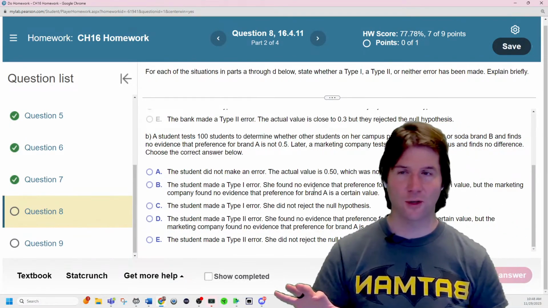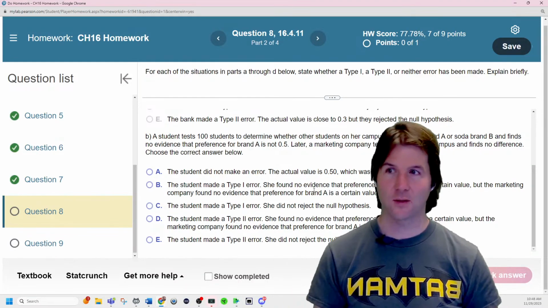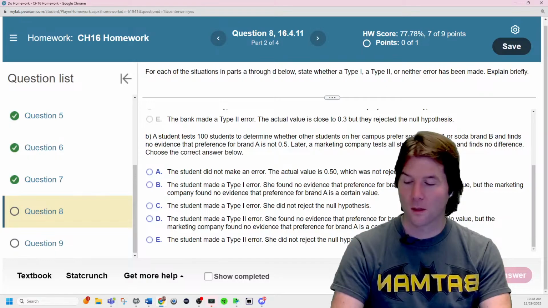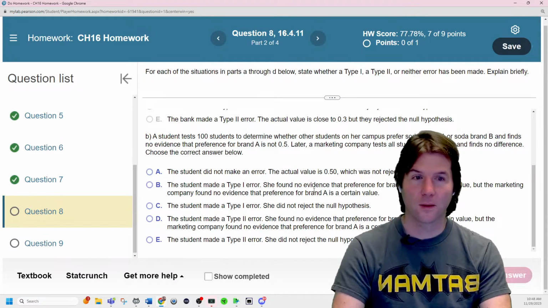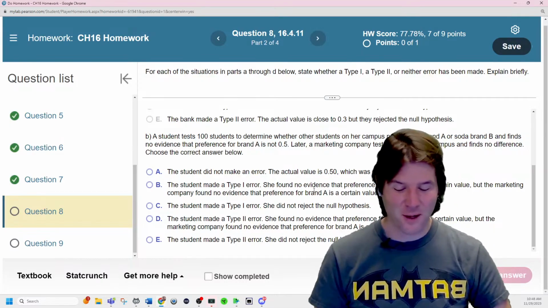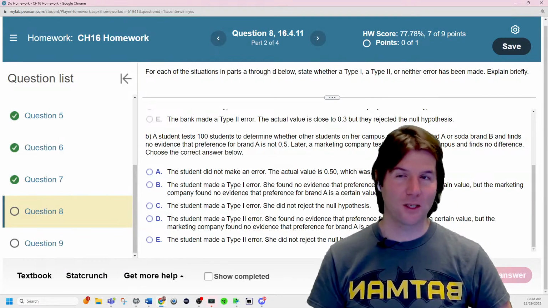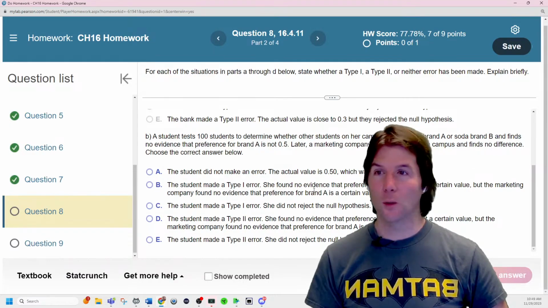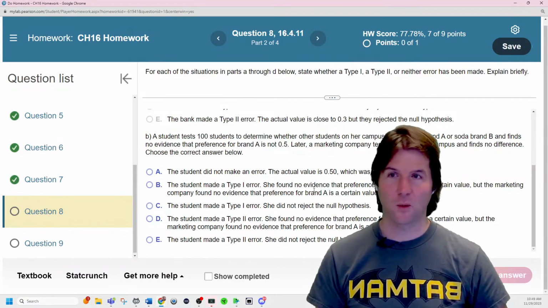Their null is that there's no difference. They did not find evidence. So what did they do? They didn't reject the null. They failed to reject. So the only error they could have possibly made is a what? Since they failed to reject, the only error they could have possibly made is a what?